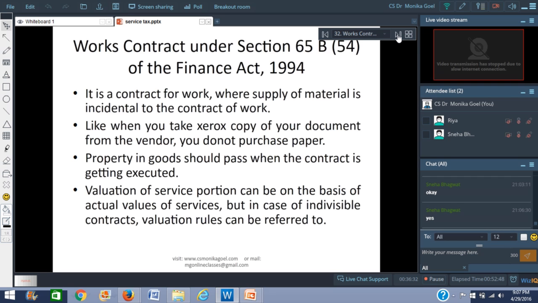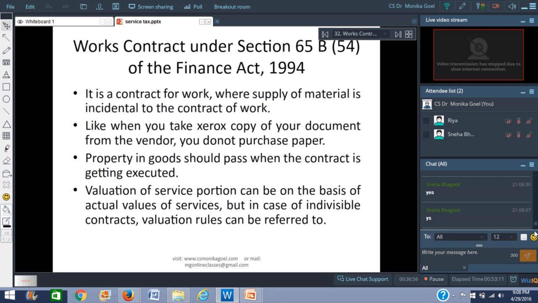You're getting my point. This is like a works contract where there is a contract for work, but the supply of material is incidental to the contract of work. I hope I'm clear when we talk about a works contract. What is a works contract? Is the point getting clear? Here there is a contract of work, but the supply of material is incidental to the contract of work.